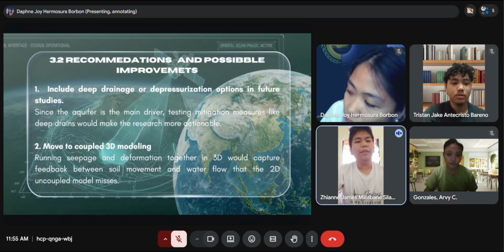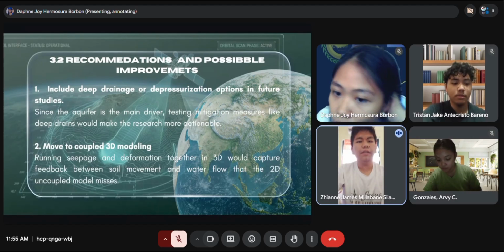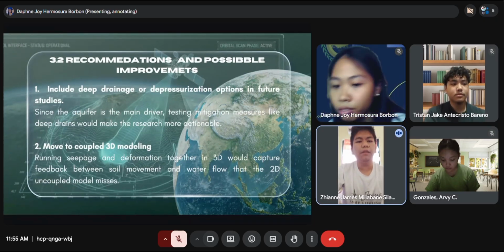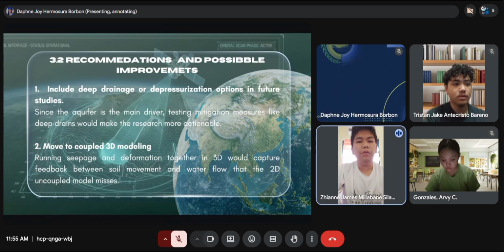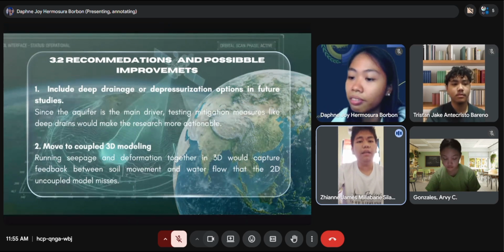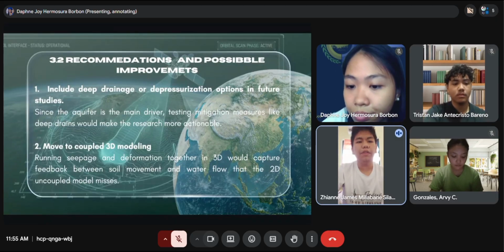First, on testing mitigation measures, if we take this further, the first thing we would suggest is actually testing solutions. The study shows that the aquifer is the problem, but it doesn't look at what you can actually do about it. So running models with deep drains and depressurization would make it a lot more useful for engineers on the ground.